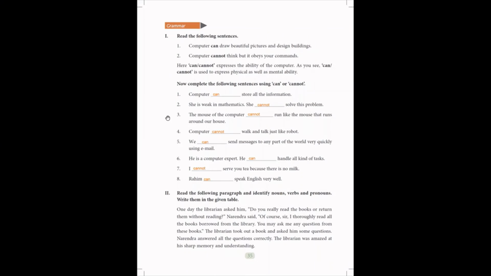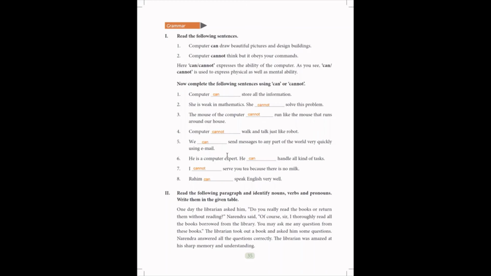Next is, we can send messages to any part of the world very quickly using email. Okay. He is a computer expert. He can handle all kinds of tasks. Certainly an expert. Next. I cannot serve you tea because there is no milk. Rahim can speak English very well. Fantastic.